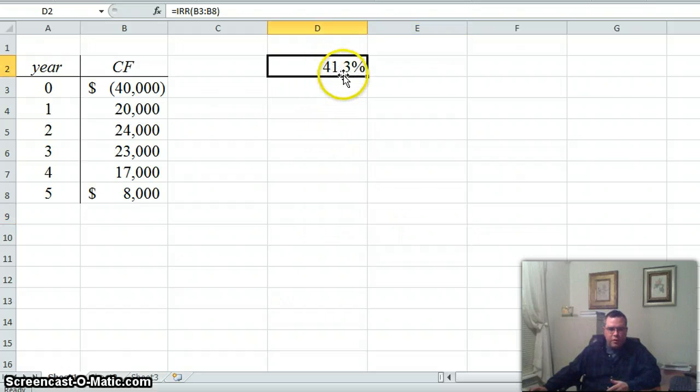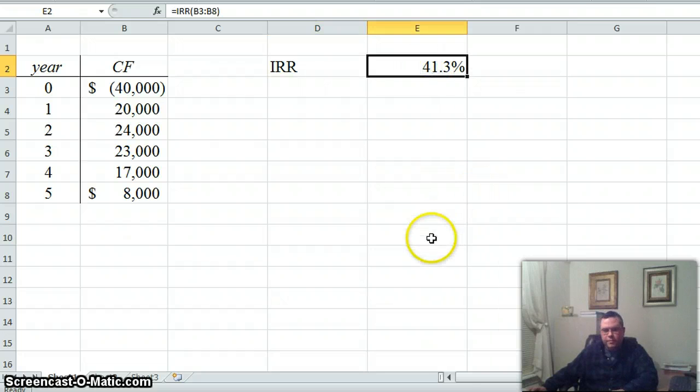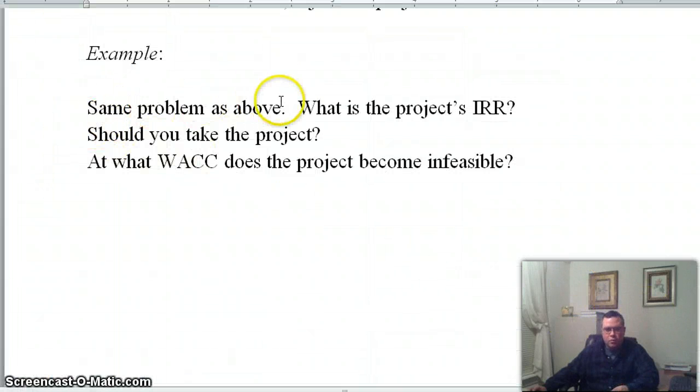Move that over real quick. Label it. Sorry. So IRR is 41.3%. What was our cost of capital? 12%. We're making way more than our cost of capital. So that's a good project, so we take it. So what is project IRR? 41.3%. Should we take the project? Yes. At what weighted average cost of capital does the project become infeasible?